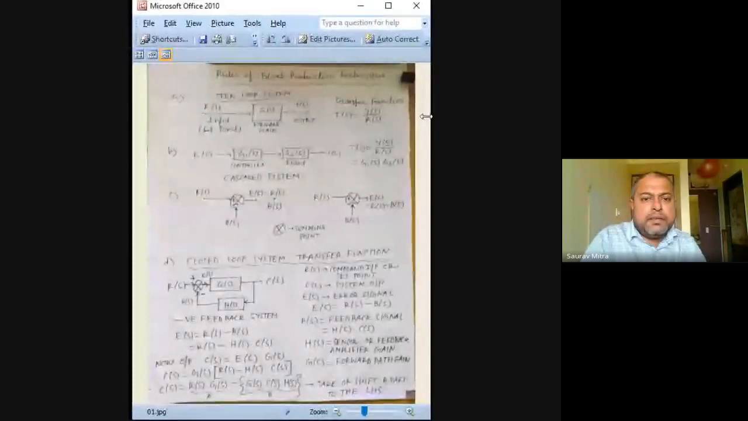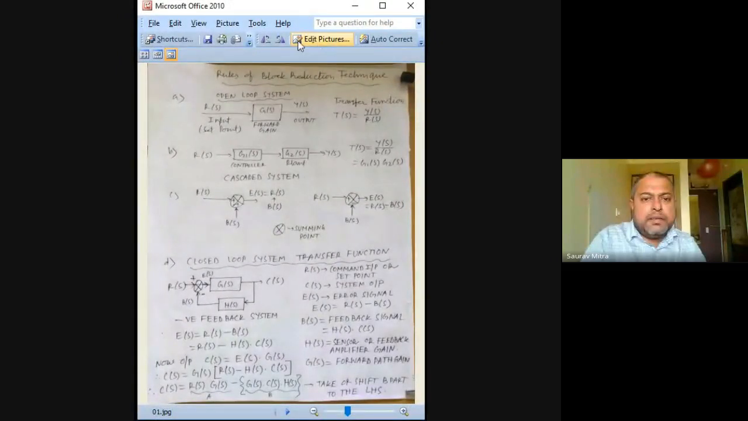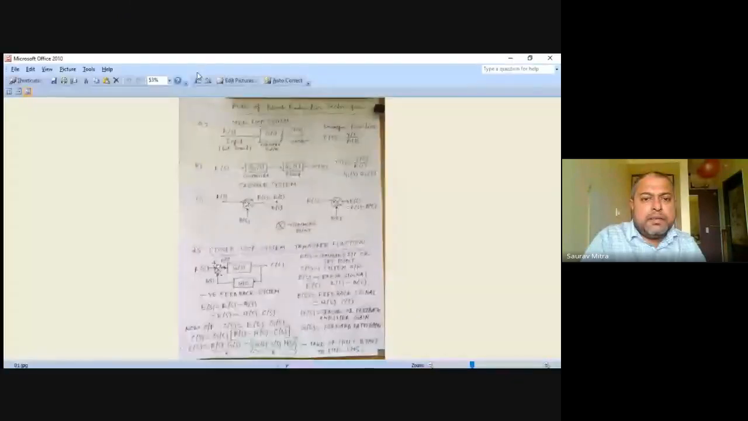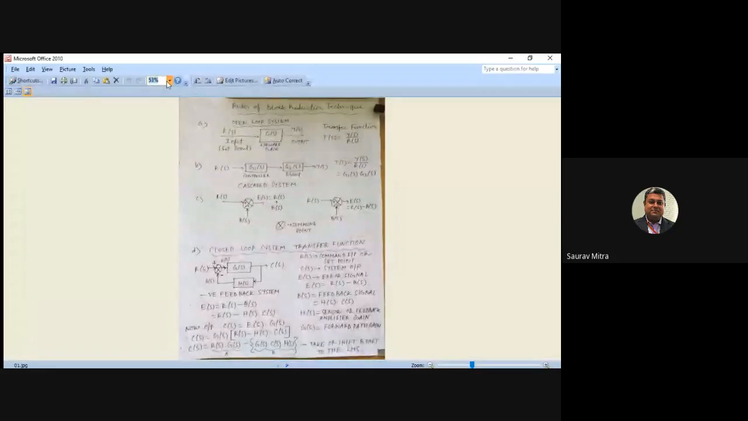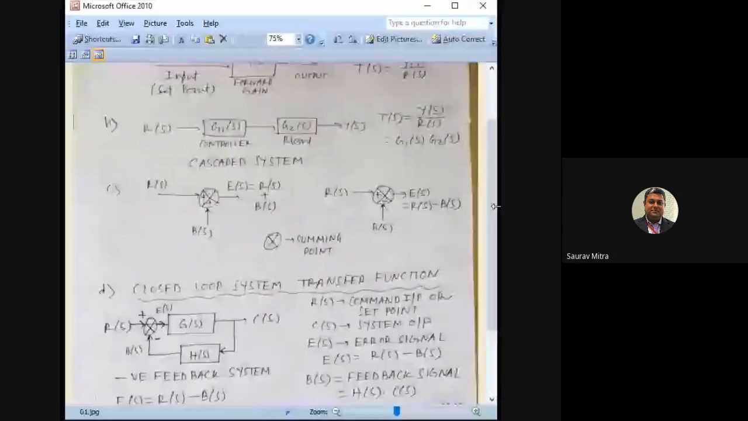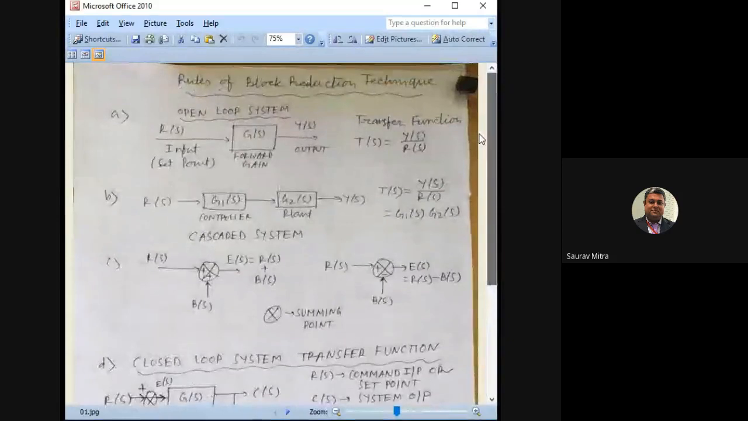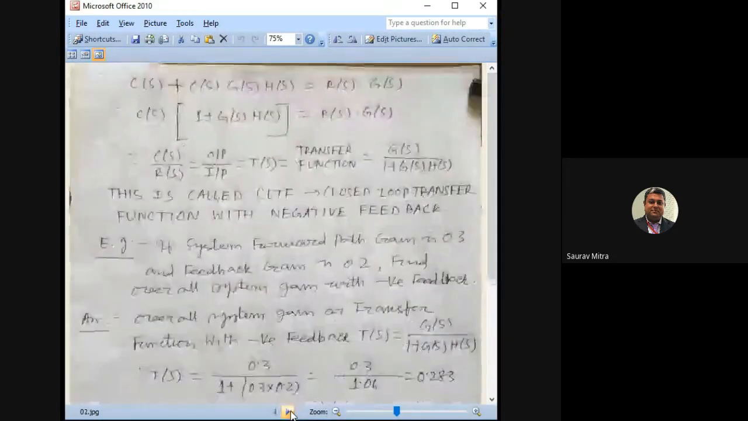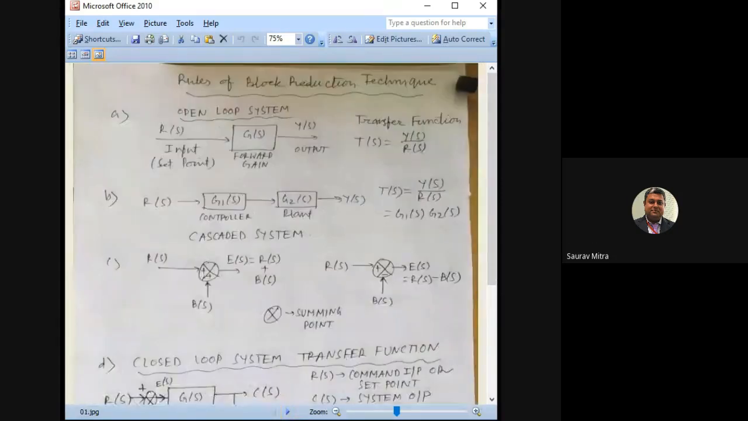So this is the screen that I'm sharing with you, and I will increase its size a little bit. So I'll take it to around 75%. Okay, so I think it is visible by all of you.